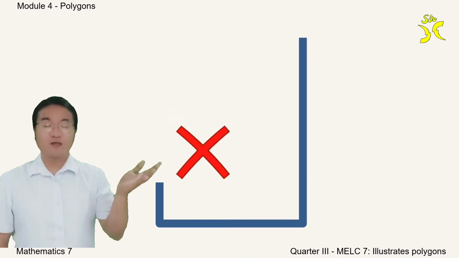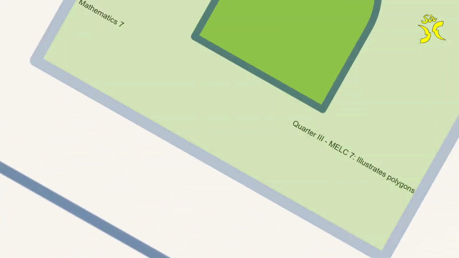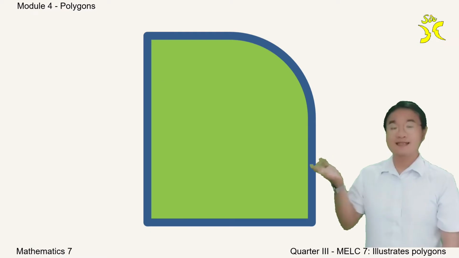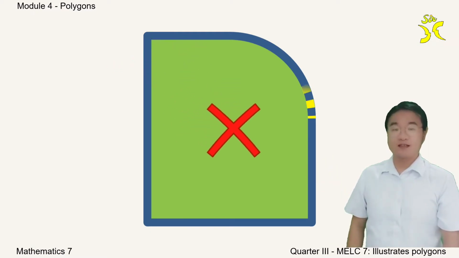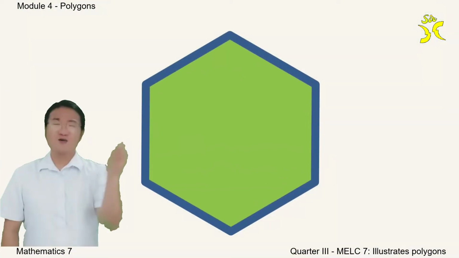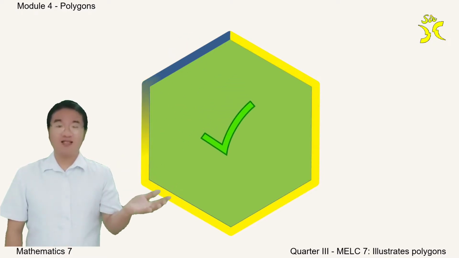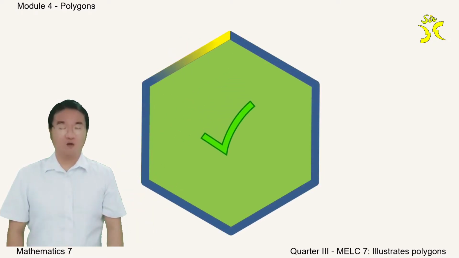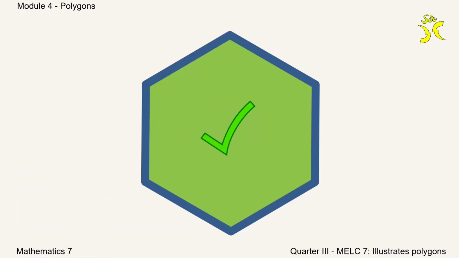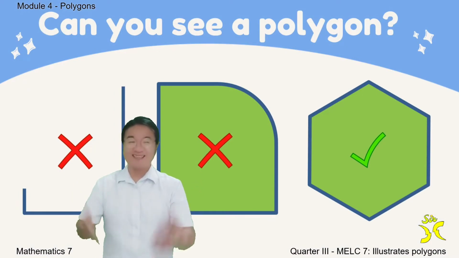The first shape is not a polygon because its polygonal line is not closed. The second shape is not a polygon either because it has a curved side. Oh yes, that's it, you're right. The third shape is a polygon because it's formed by a closed polygonal line. Easy, right?